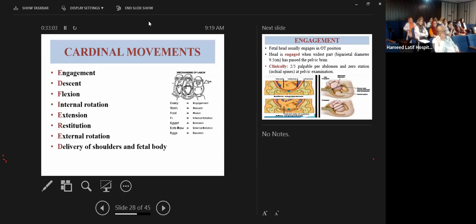Now the cardinal movements. There is engagement, descent, flexion, internal rotation, extension, restitution, external rotation, and delivery of shoulders and fetal body.